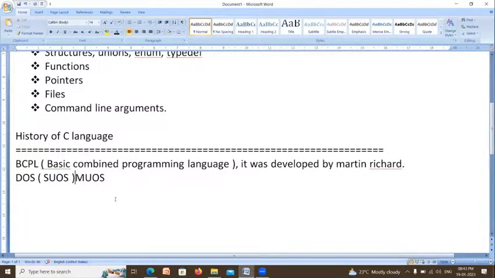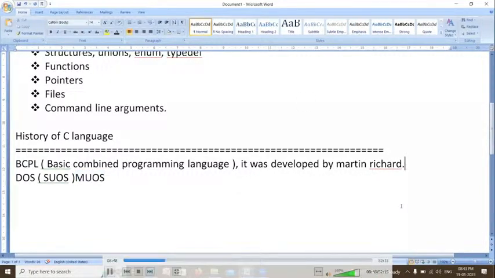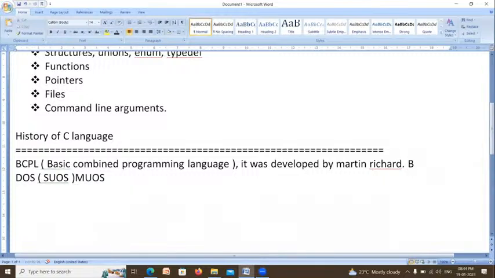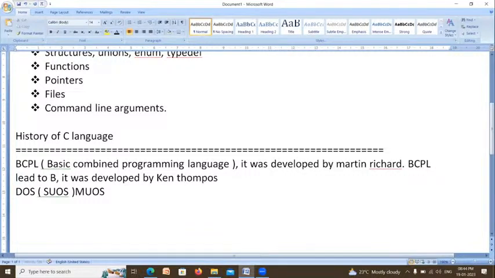To develop this multi-user operating system, they wrote code using BCPL. After some time, they came to know this language is not enough to build a multi-user operating system. Then they wanted to develop a new programming language, and they successfully developed it and named it B. So from BCPL, they developed the B language: BCPL led to B. It was developed by Ken Thompson.